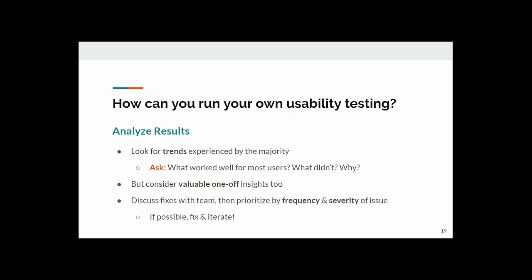But it's also important to consider valuable insights that come from individuals. So if 1 out of 10 people did something different than everybody else, but that one thing that they did led to a huge miscommunication about something, or it prevented them from being able to do something in the application, it's also important to consider that. And of course, if you can fix and iterate and go through the process another time, that's ideal. But again, if you don't have time for that, that's perfectly fine.